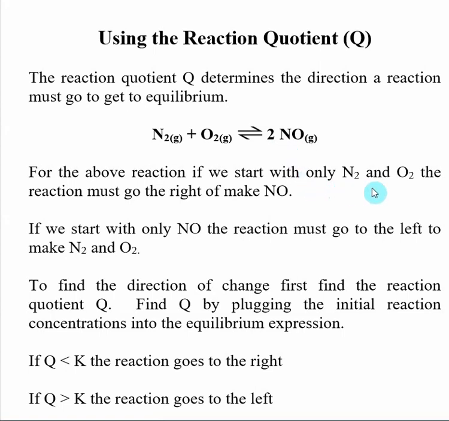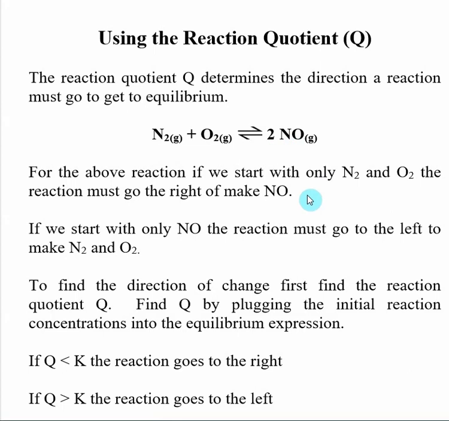So here, if I add in N2 and O2, initially I have a zero concentration of NO. This means the reaction must go to the right to make some of the NO. So some of the nitrogen and some of the oxygen are going to be used up to make NO. So I know the reaction's going to the right. I didn't need to find my reaction quotient.